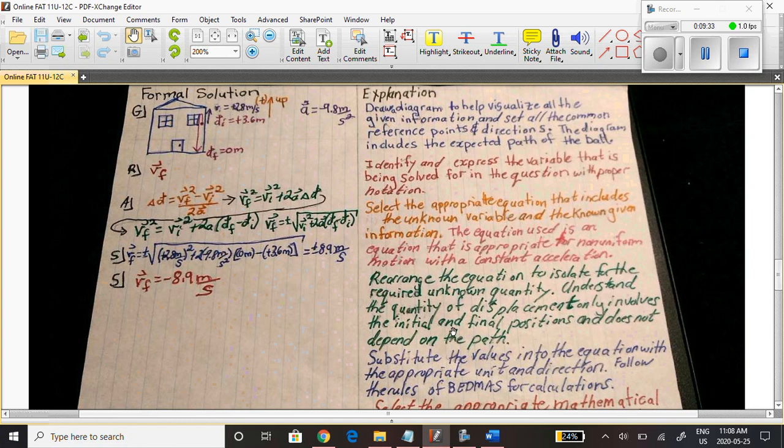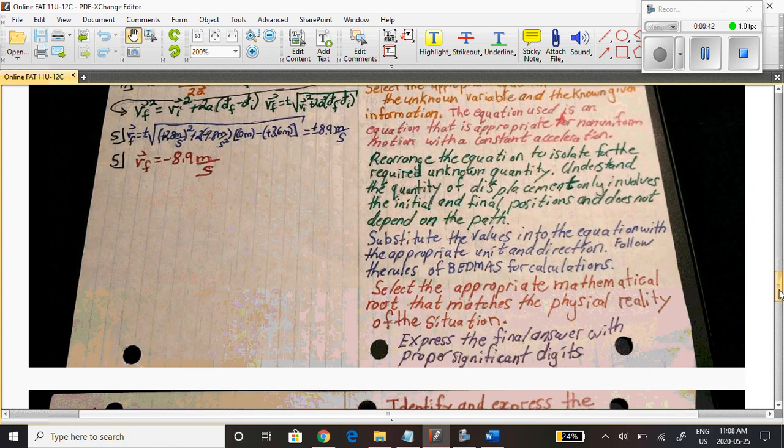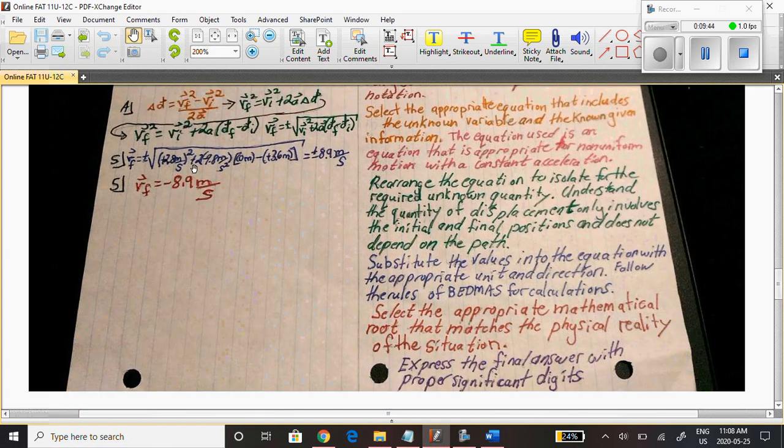As I'm telling you again, it's the right side of what you're going to be handing in that has the majority of the marks. The right side. Next, substitute in the values. So look what I put in here. Substitute the values into the equation with the appropriate units. Look, all the units are in, and direction, plus or minus, is in there.